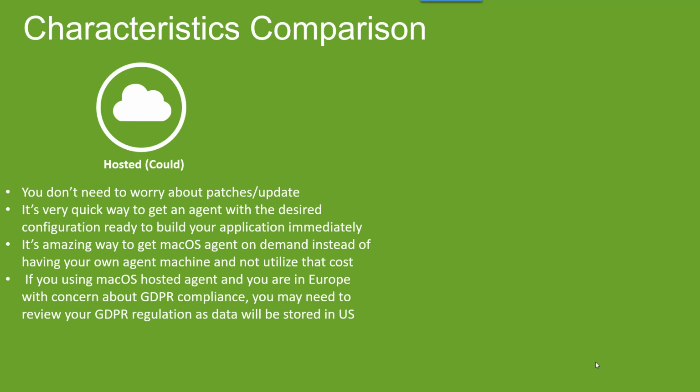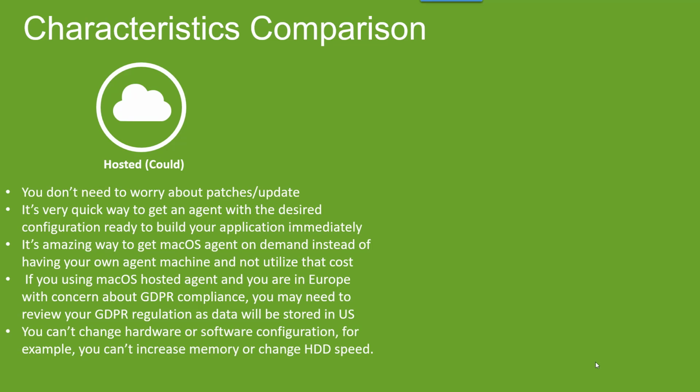If you're using the macOS hosted agent and you are in Europe, you need to consider GDPR because, for example, the data is stored in the US, and you might need to review your GDPR regulations to make sure that you're compliant. You also can't change the hardware or software configuration. If I want to increase the memory, or change the hard disk to a faster one, I can't do that. I can't change the configuration of the machine or the operating system.